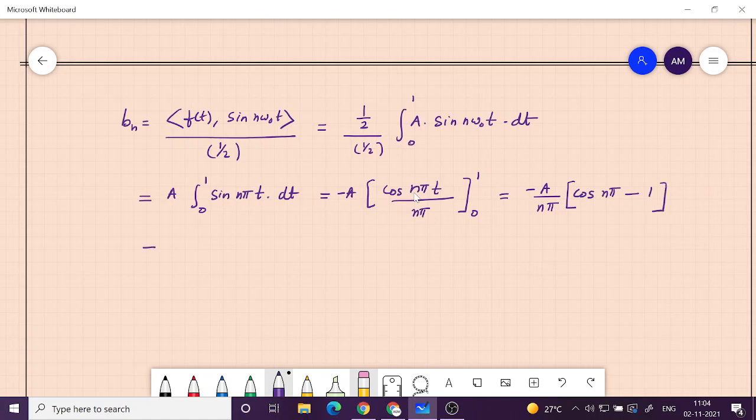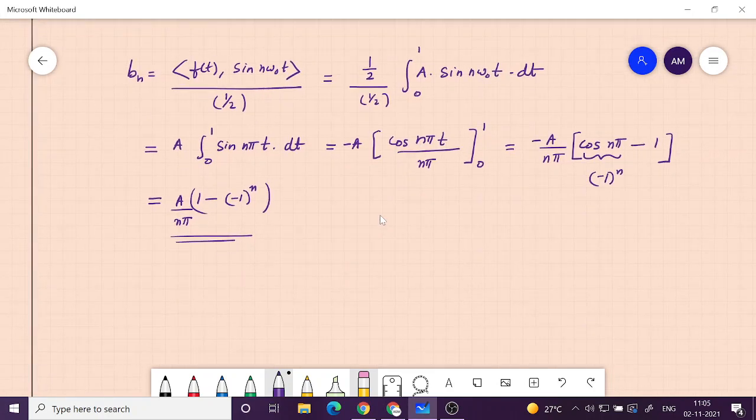Now what is cos n pi? Let me know. It is minus 1 raised to the power n. So I can write it as 1 minus minus 1 raised to n, so that way I can absorb the minus, A by n pi.